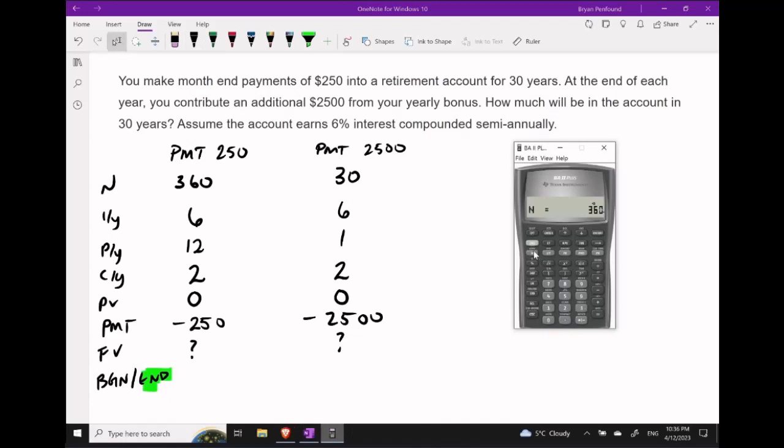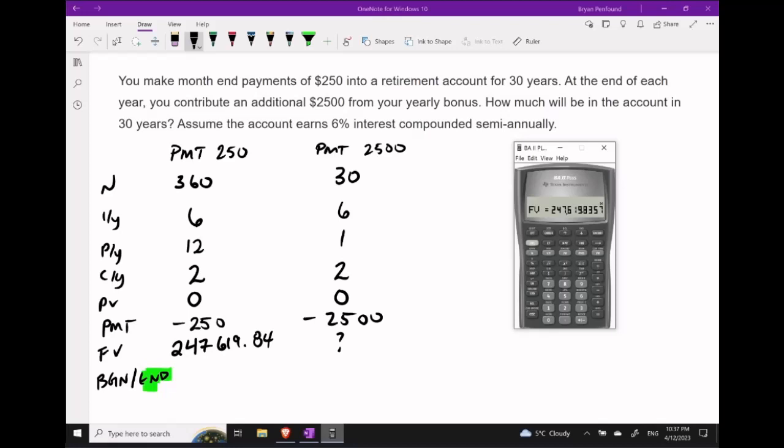Moving over to our calculator, let's begin with the 250 column first. So I'm going to start with n is equal to 360. Let's get our interest rate of 6% in, and then go into our submenu. My PY is already 12. And scrolling down, I just need to update my CY to be 2. I'm going to exit out of that submenu. Let's take 0 as our PV, negative 250 as our payment size, and we're going to ask the calculator to compute our future value. And I get $247,619 and about 84 cents.